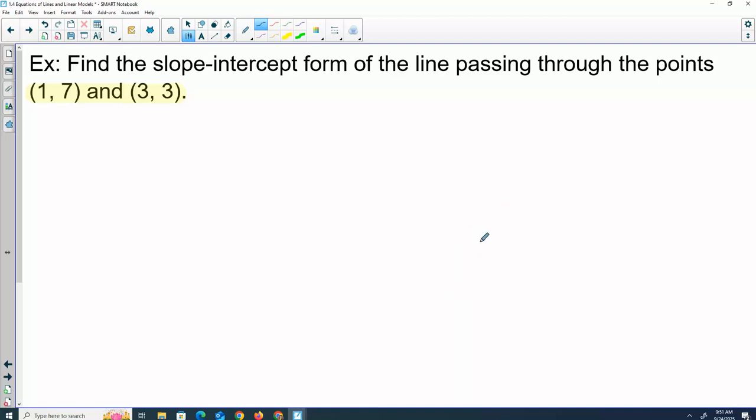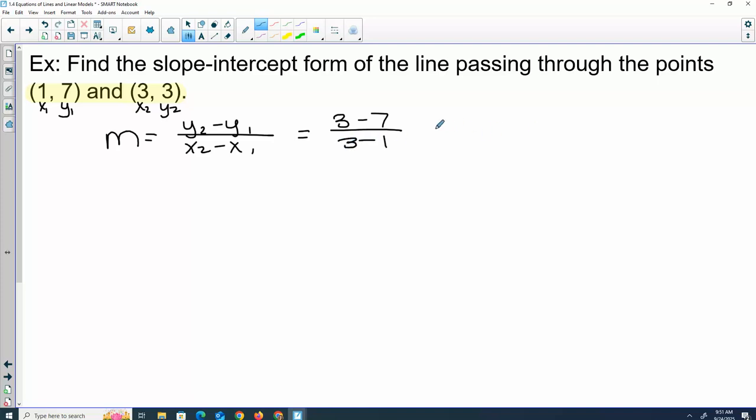If you are going to find the equation of a line, what do we need first? Slope. Okay, remember, this is x in the first ordered pair, y in the first ordered pair, x in the second, y in the second. Slope is y2 minus y1 over x2 minus x1. We were using that yesterday. So 3 minus 7 over 3 minus 1.